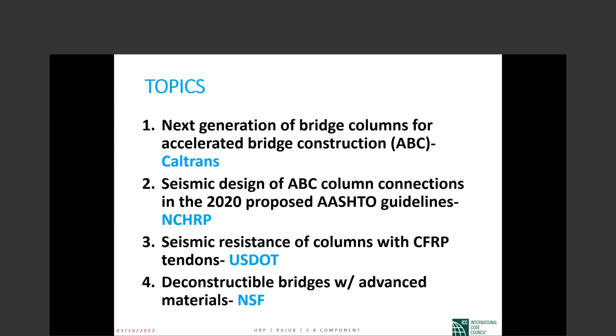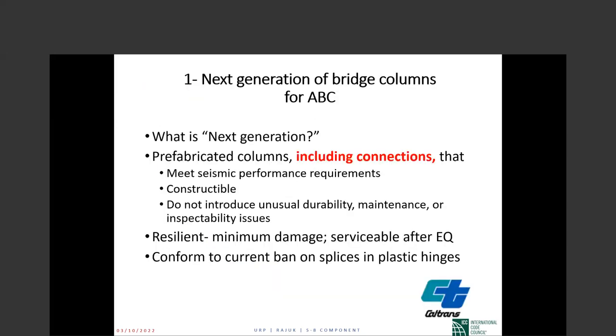The third is seismic resistance of columns that use carbon fiber reinforced polymer tendons in them. And again, you will see why we're doing that. That was funded by the US Department of Transportation. Also, a completely new and innovative idea of building bridges that are deconstructible and yet they're able to resist earthquakes with minimum damage. That one was funded by the National Science Foundation. So I will give you a highlight of these projects.